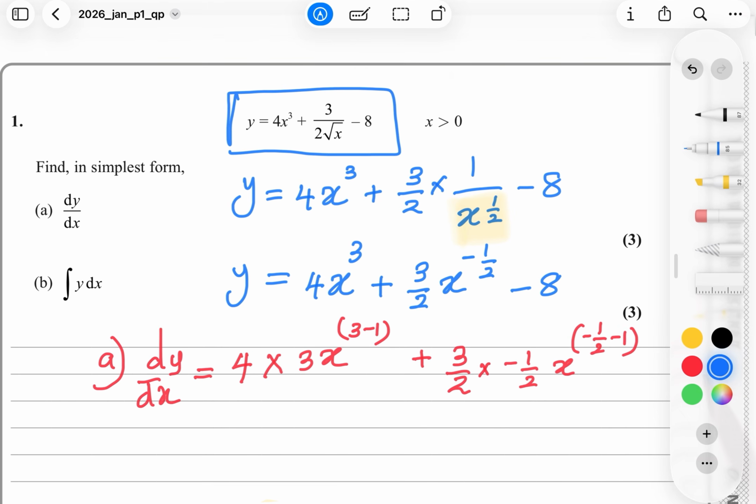If we see the final answer here, it would be 12x to the power 2 minus 3 over 4 x to the power negative 3 over 2. Yeah, this is our final answer. That will get us our 3 marks here. Okay, now the differentiation question is completed. Now let's move to part B.